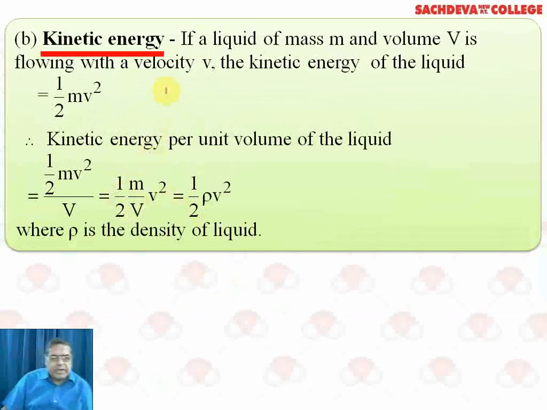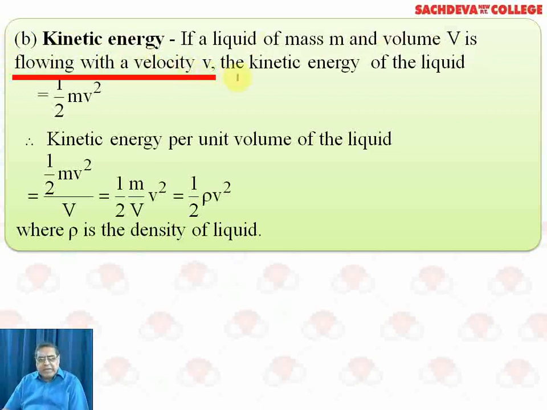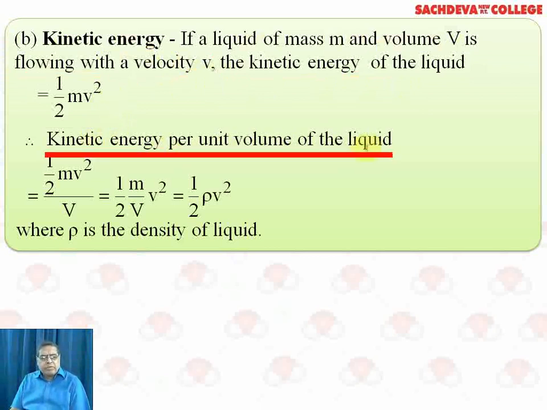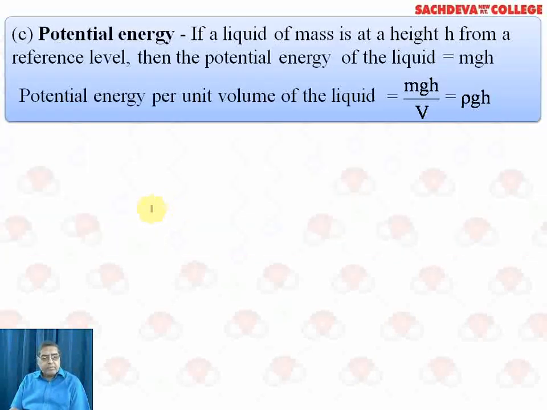Now, how to define the kinetic energy? If liquid of mass m and volume V is flowing with velocity v, the kinetic energy of the liquid will be half mv square. That is, kinetic energy per unit volume of the liquid will be half mv square over volume. That is equal to half rho into v square, because m over V is rho, that is the density, where rho is the density of the liquid.